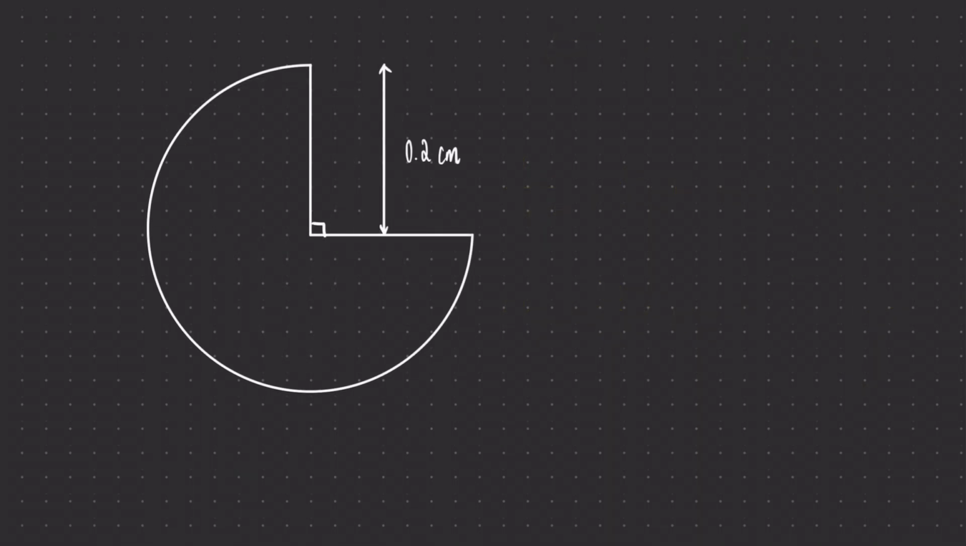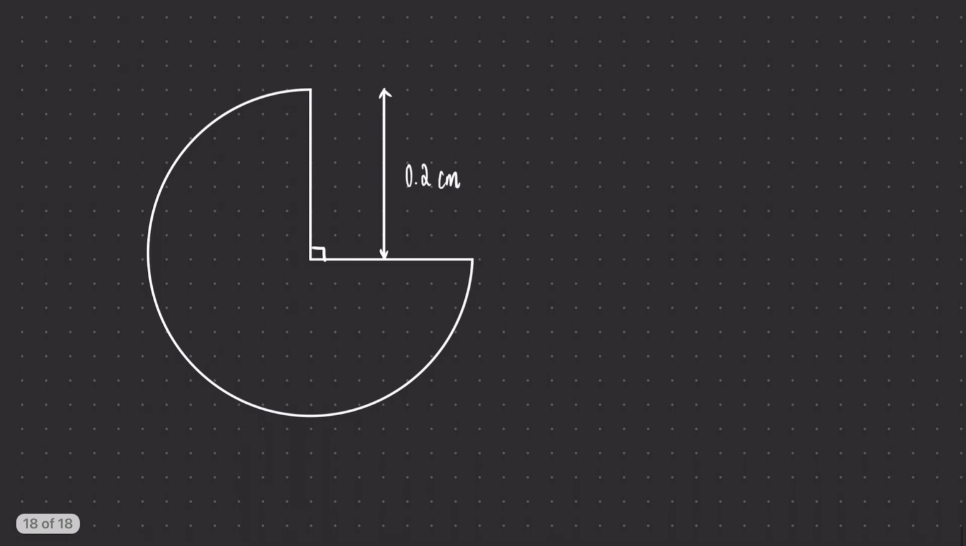Let's take a look at this second example. We're going to again work out the area of the sector, and we're also going to work out the perimeter of this shape. So we'll start with area once again.